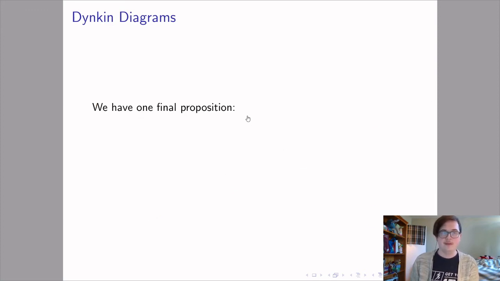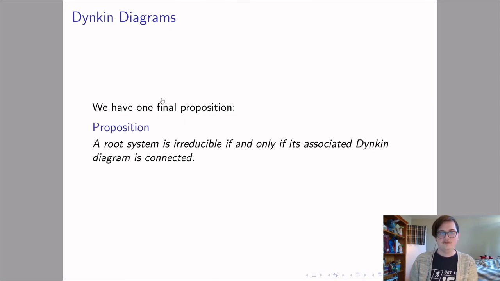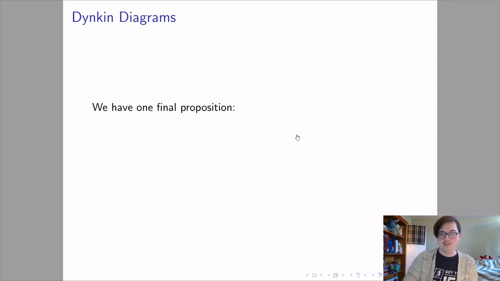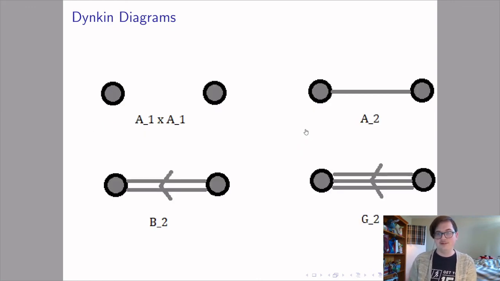Okay, and then from there we have one final proposition that a root system is irreducible if and only if its associated Dynkin diagram is connected. So immediately that would tell you that the only reducible one we have here is A1 cross A1.